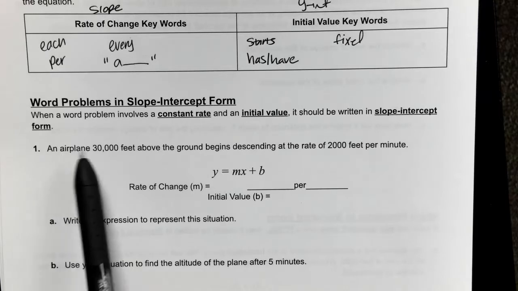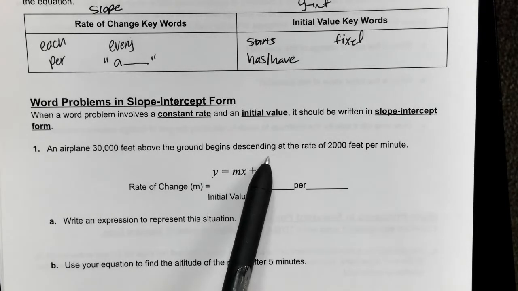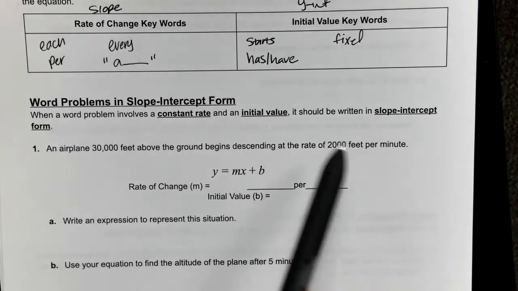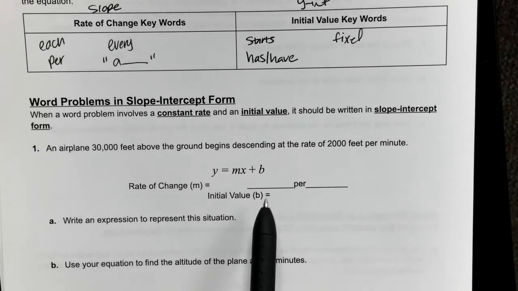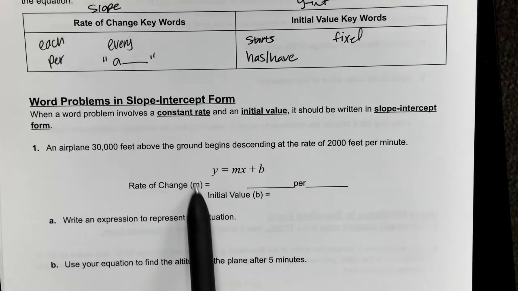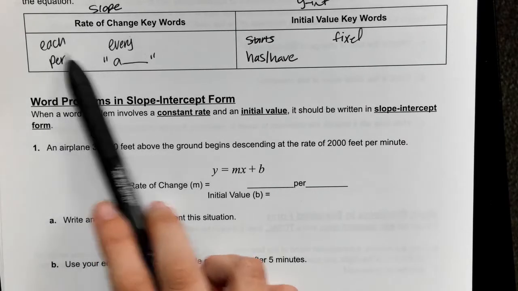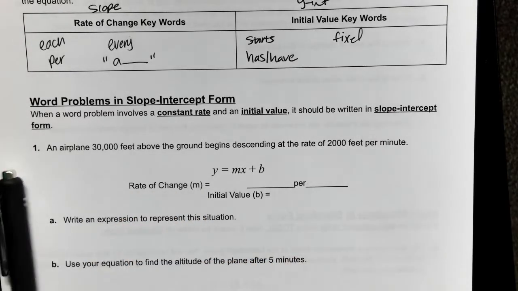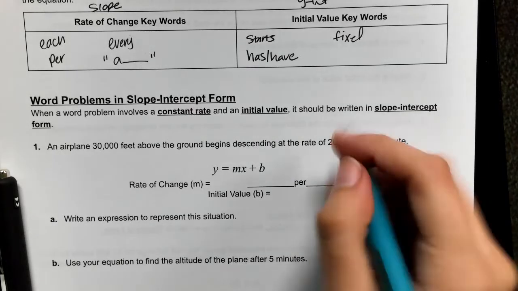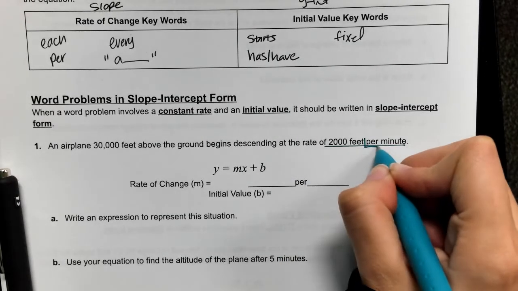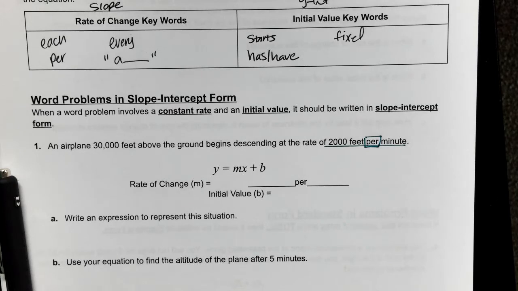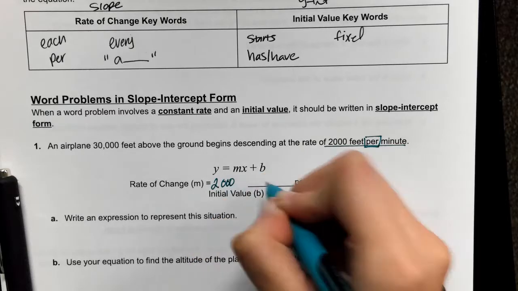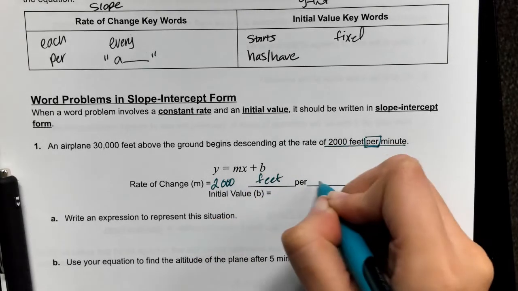So for example, an airplane 3,000 feet above the ground begins descending at a rate of 2,000 feet per minute. Not a lot happened here, but we have to write it into an equation. Now first off, my rate of change, remember, is my slope. I'm looking for each, per, every, or a blank. Well, notice I see 2,000 feet per minute. So my rate of change is 2,000 feet per minute.